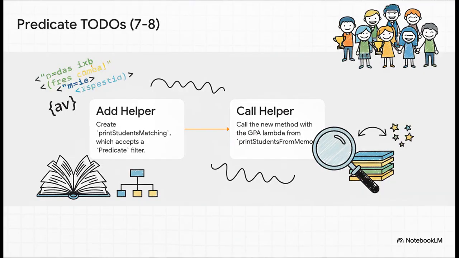So how do you actually do this? It's a 2-step process. First, you'll create a new helper method that can print a list of students that matches any predicate we give it. Then, right after you print the full student list in your program, you'll call that new method and pass in our specific GPA lambda to generate that honor roll.